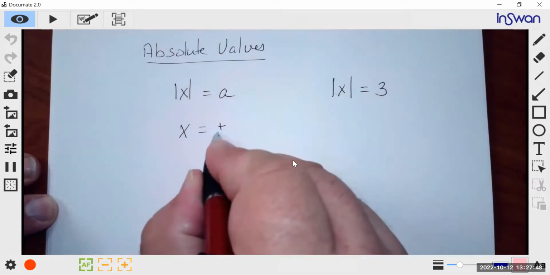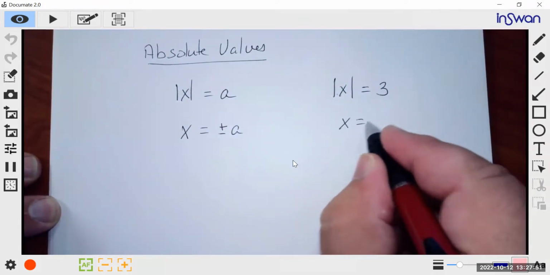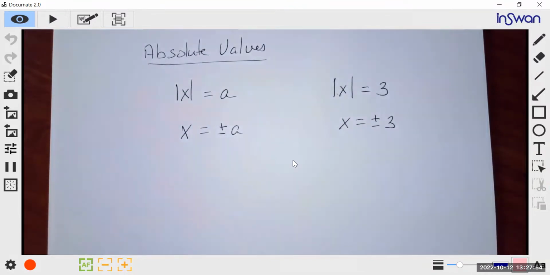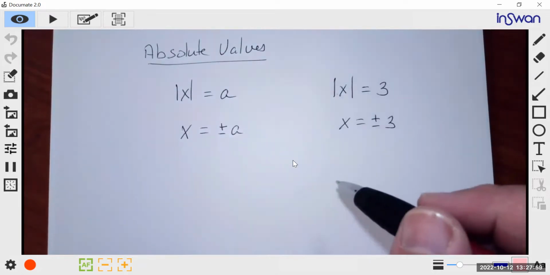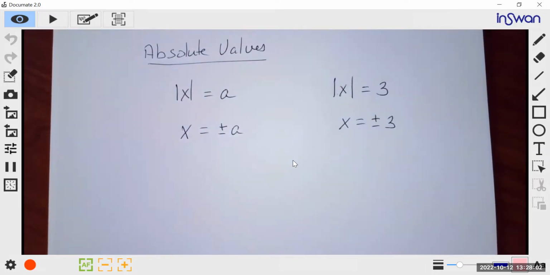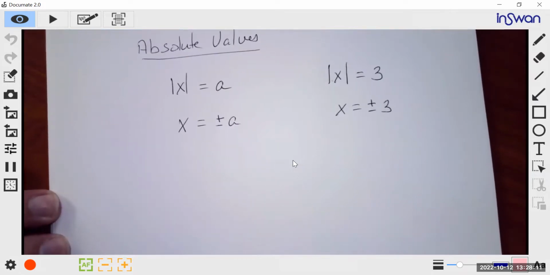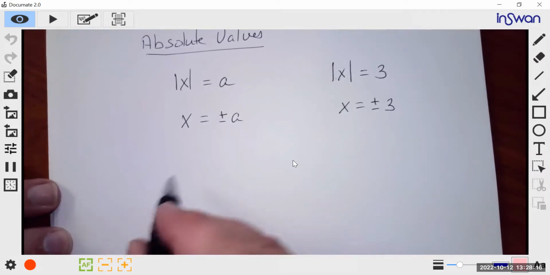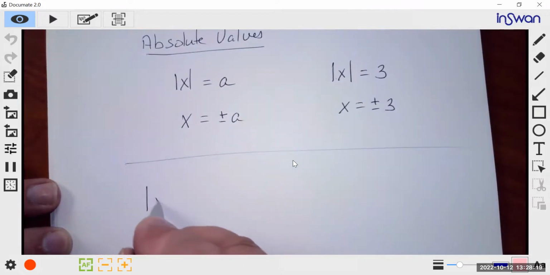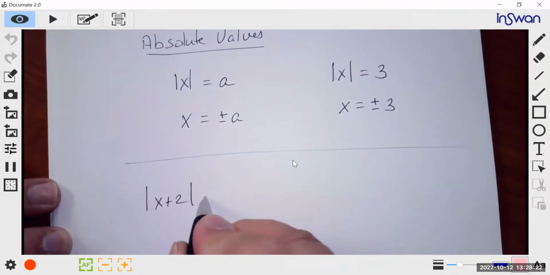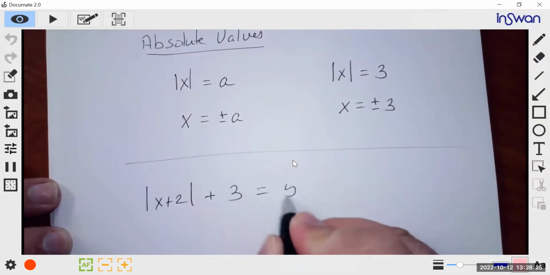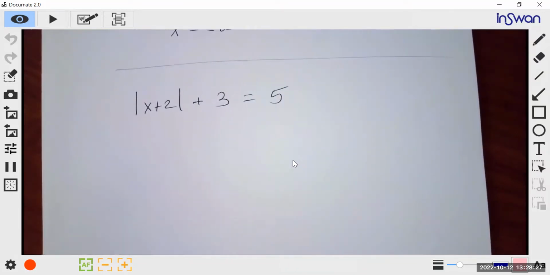Right. So x can be a positive or a negative 3. Because if I put a negative 3, the absolute value is 3. If I put a positive 3 in there, it's 3. Let me look for some. I'll mix them up. Solve that.